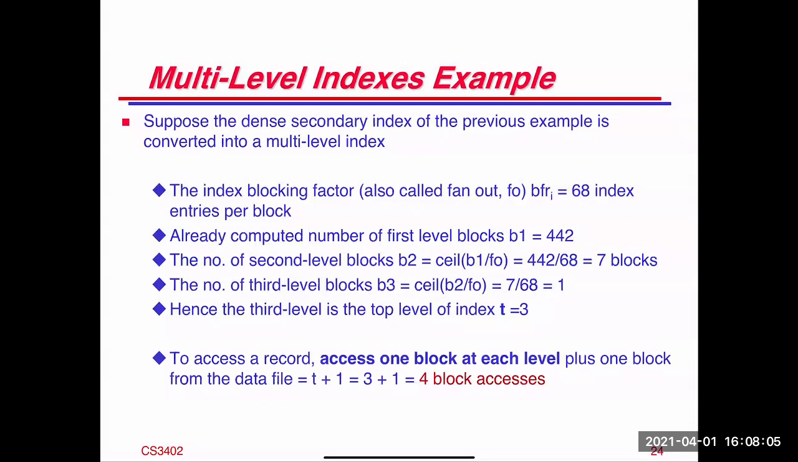So since we have 3 levels, we call this T, the number of levels here, and it's 3, right? So it's basically T plus 1 that gives me the number of blocks that I need to access to actually get to the data, right? So I need these 3 block accesses to go through the index levels, and then this 1 extra block access to actually read the data block.